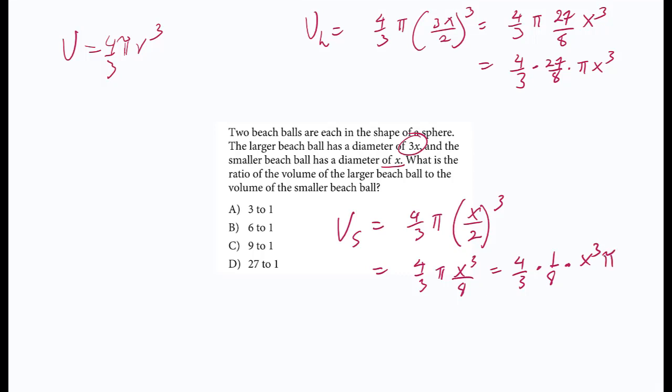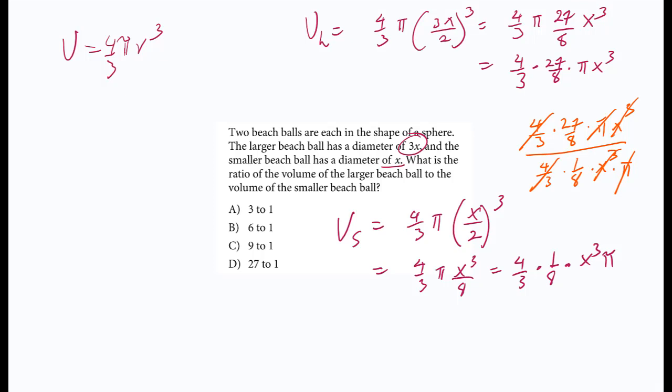Alright, now if I look at this, I'm going to be dividing both. So if I switch up my colors a little bit, I'm going to have 4 over 3 times 27 over 8 times pi x cubed, all divided by 4 over 3 times 1 over 8 times x cubed times my pi. Now we can clearly see that this goes, that goes, this goes, this goes, that goes. So the only thing that I have remaining is 27 over 8 and 1 over 8.